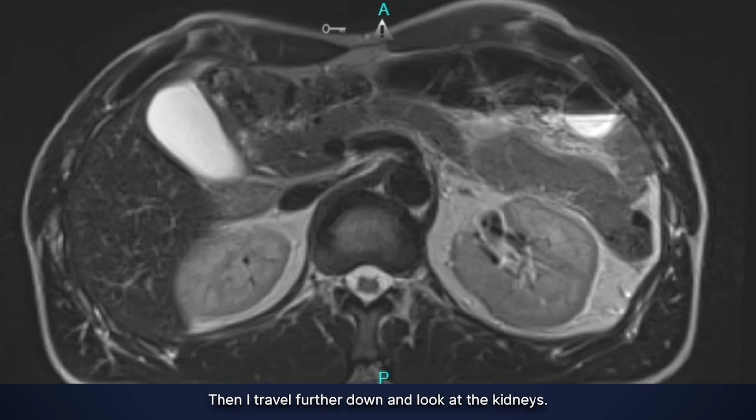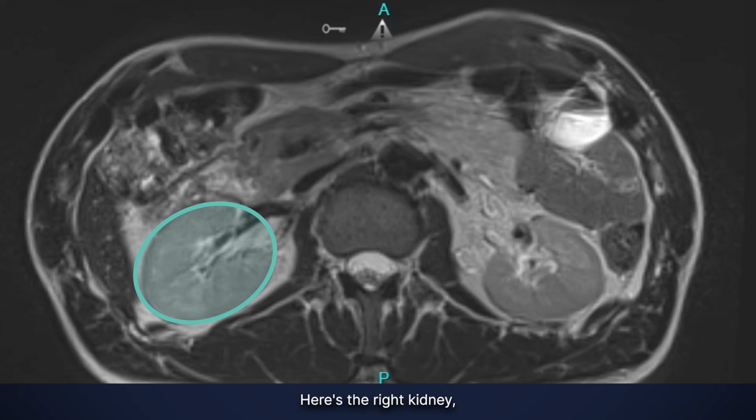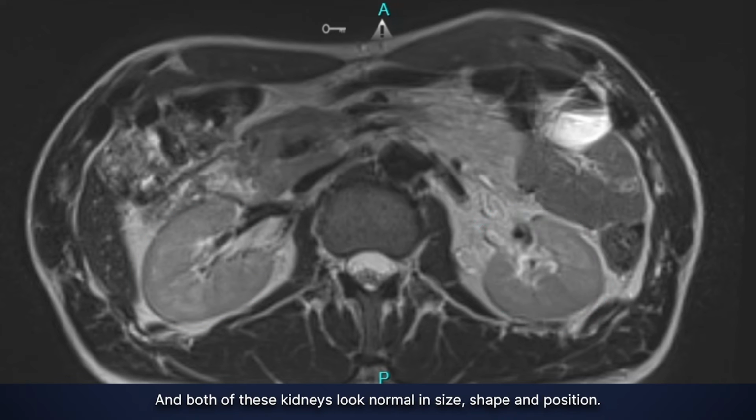Then I travel further down and look at the kidneys. So kidneys are paired structures on both sides of the spine. Here's the right kidney. Here's the left kidney. And both of these kidneys look normal in size, shape, and position. I see no signs of obstruction. Just like when we looked at the heart, I couldn't see calcification very well. Same thing here. I won't be able to see calcification within the kidneys, meaning I can't see renal stones very well, kidney stones. But if there was a kidney stone here that was obstructing, I would see the obstruction.